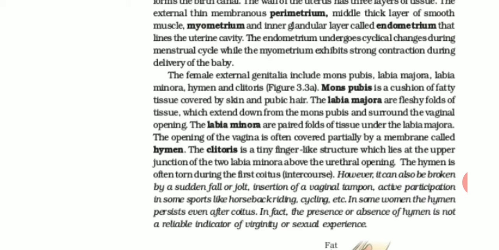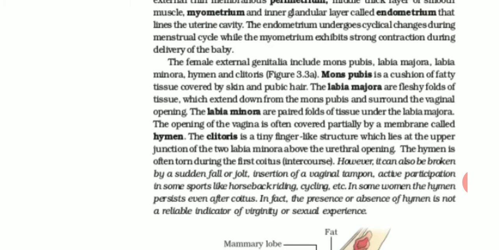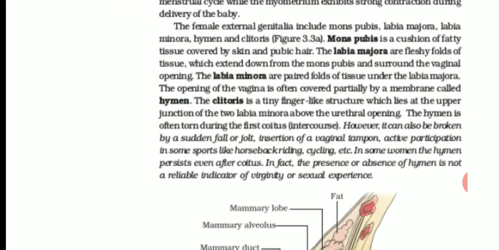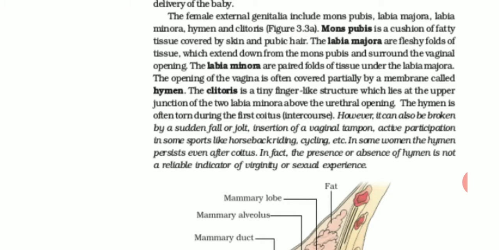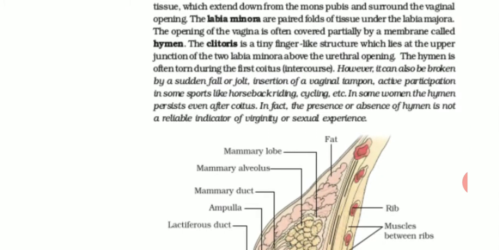So the female external genitalia include mons pubis, labia majora, labia minora, hymen and clitoris. Mons pubis is a cushion of fatty tissue covered by skin and pubic hair. The labia majora are fleshy folds of tissue which extend down from the mons pubis and surround the vaginal opening. The labia minora are paired folds of tissue under the labia majora. The opening of the vagina is often covered partially by a membrane called hymen. The clitoris is a tiny finger-like structure which lies at the upper junction of the 2 labia minora above the urethral opening. The hymen is often torn during the first coitus.